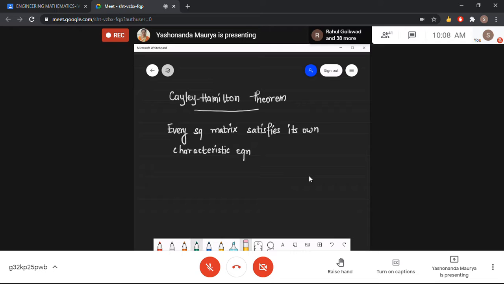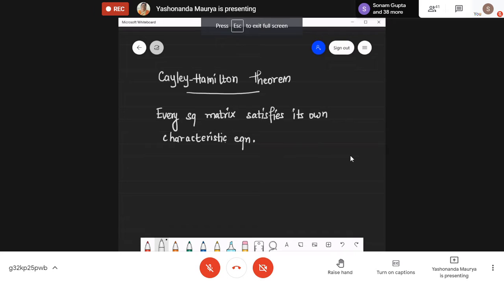Now what may be asked over here, various questions are expected in this particular topic. The first one is the verification. Verification in the sense the question is given, a matrix is given, and we are supposed to show that the Cayley-Hamilton theorem is verified. That part we have already seen. Now I'll take this problem over here.